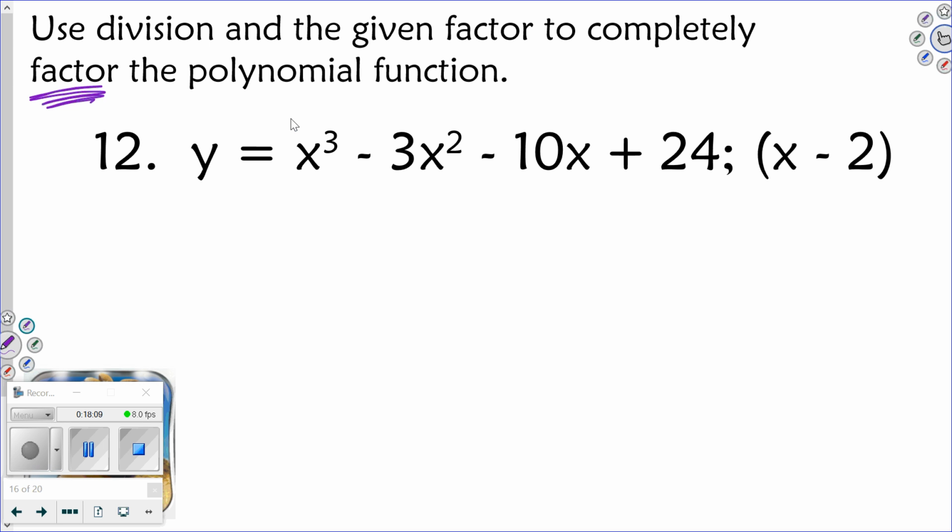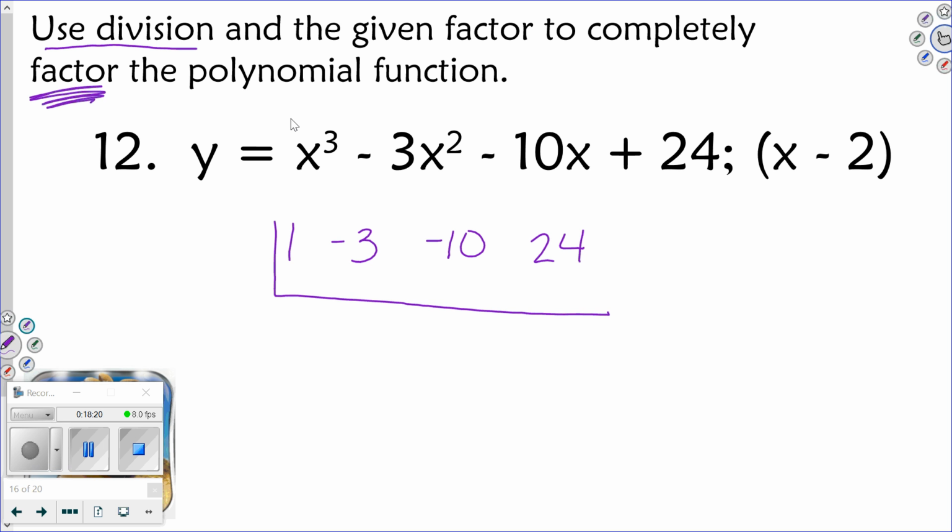All right, so let's go ahead first. It says you use division, so let's do that first. So we're going to have 1, negative 3, negative 10, 24. The given factor is x minus 2. So what am I dividing by? 2. So let's go ahead and divide this and see what we get. 2 times 1 is 2. And then we add, get negative 1. Multiply, negative 2. Add, negative 12. Multiply, I get negative 24. And then I get a 0.